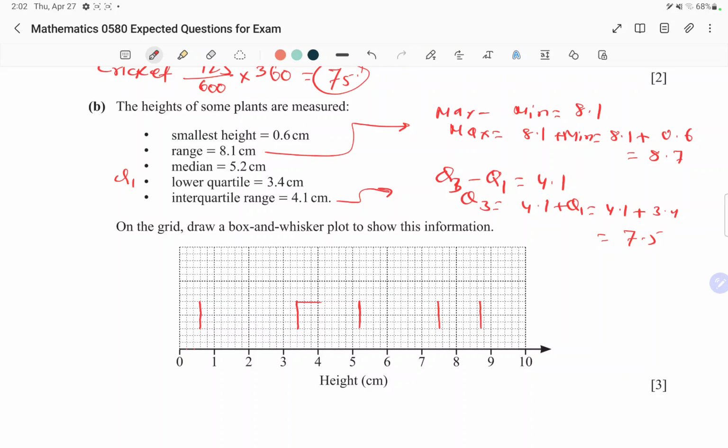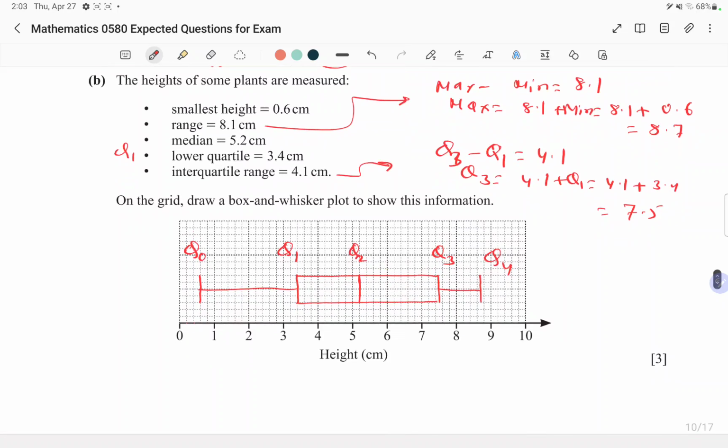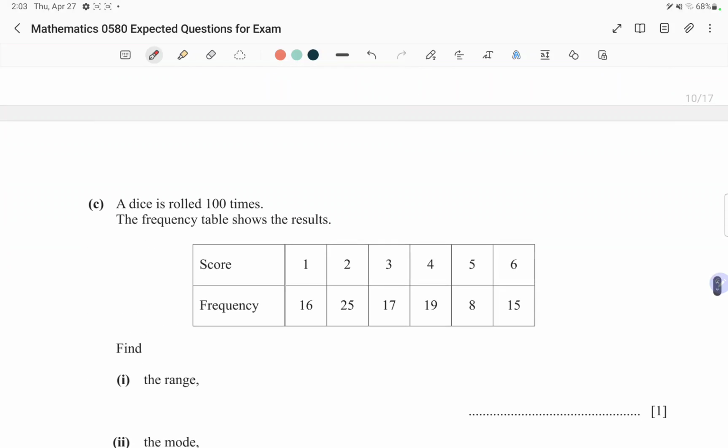So we have to join the middle three lines from top and bottom, and the first and second line from the middle, and the last two lines from the middle. Okay, so this is your Q0, like minimum. This is your Q1, lower quartile. This is Q2, it's median. This is Q3, this is upper quartile. This is Q4, this is your maximum value. Okay, so it's done now.